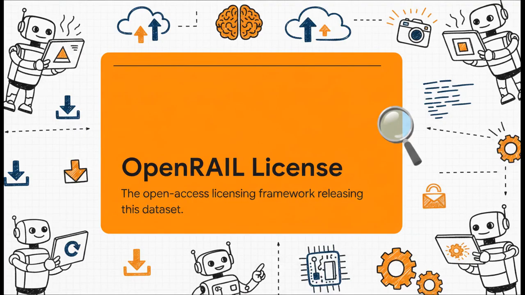And honestly, the best part? This dataset is released under the OpenRAIL license. This is an open access licensing framework, which means this multimodal dataset with all of its high-resolution imagery and perfectly formatted data is just out there. It's readily available for community use, computer vision research, and robotics development right now.